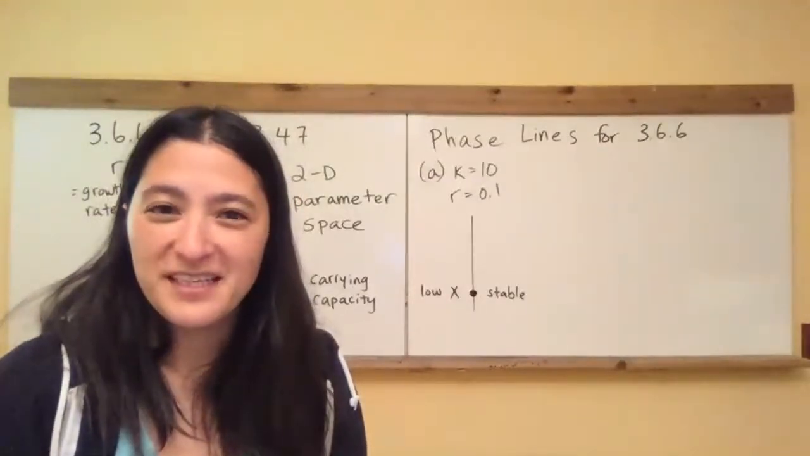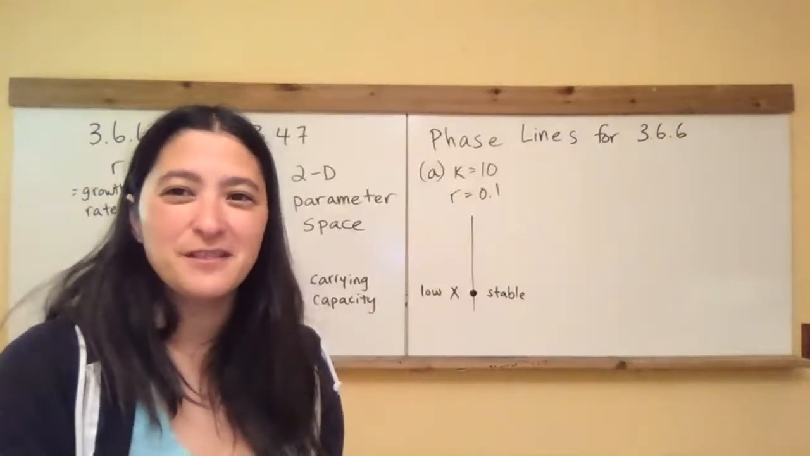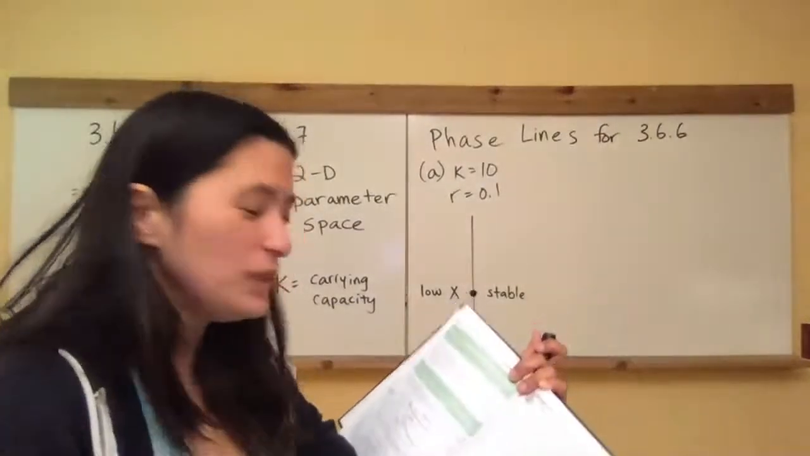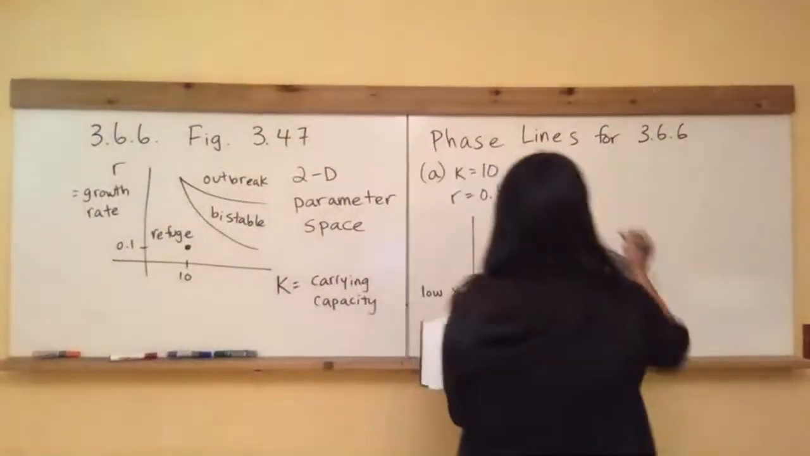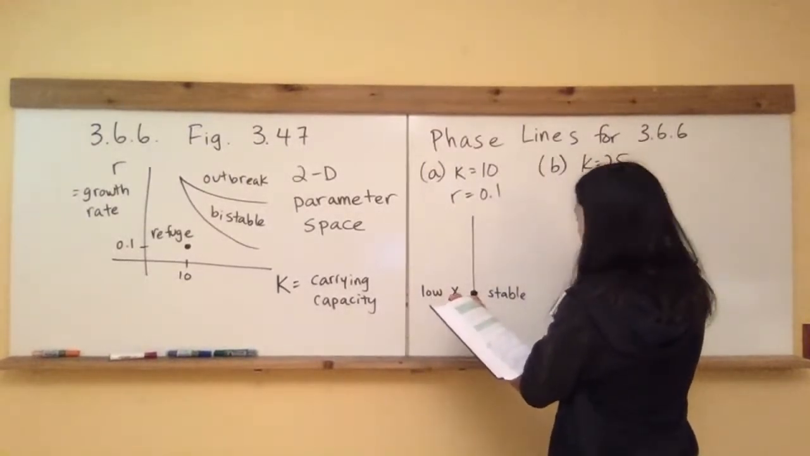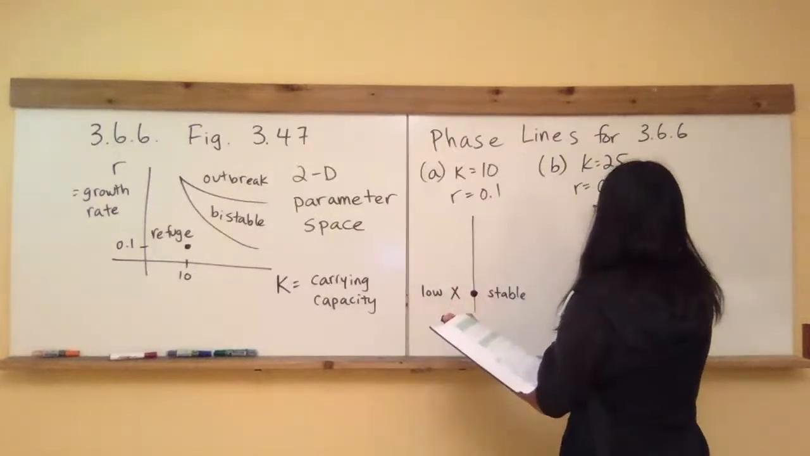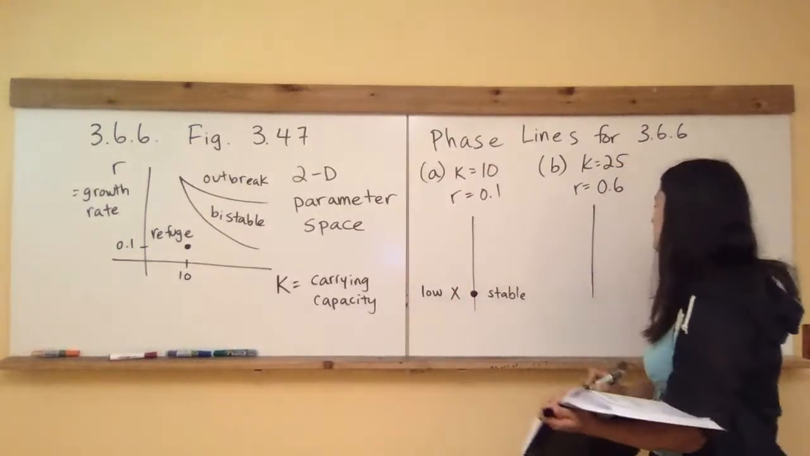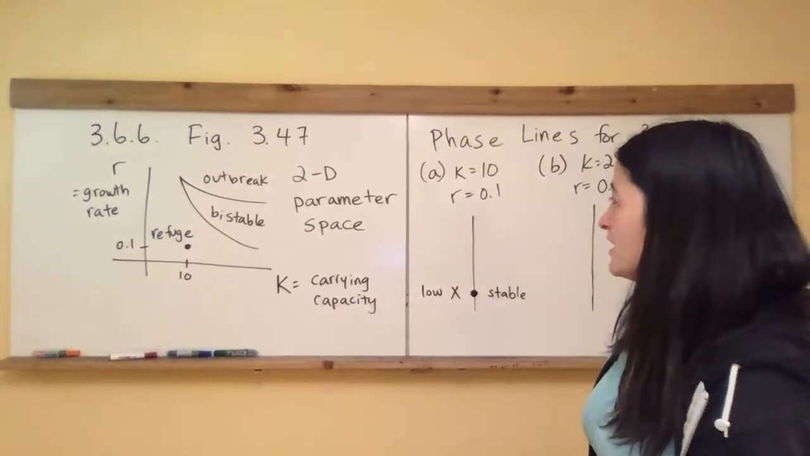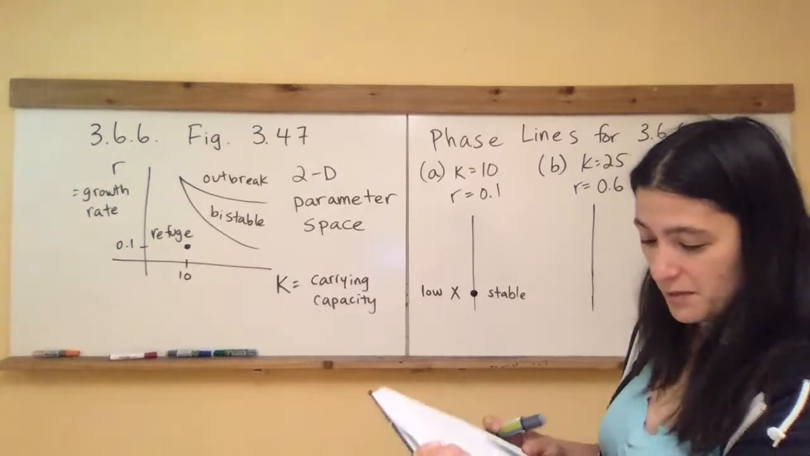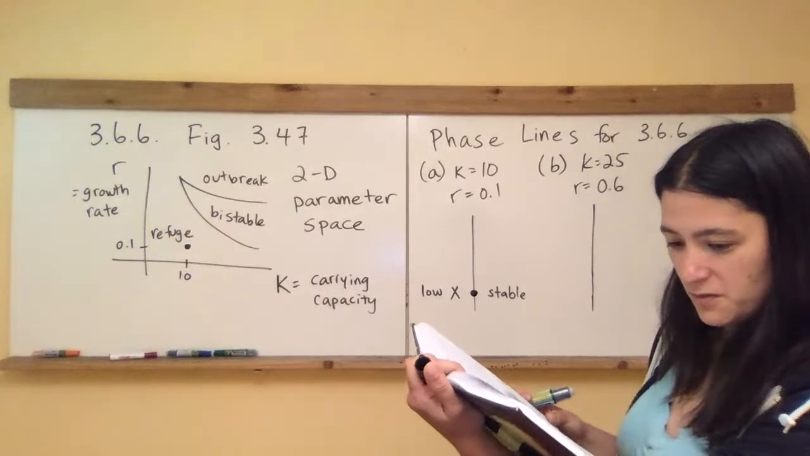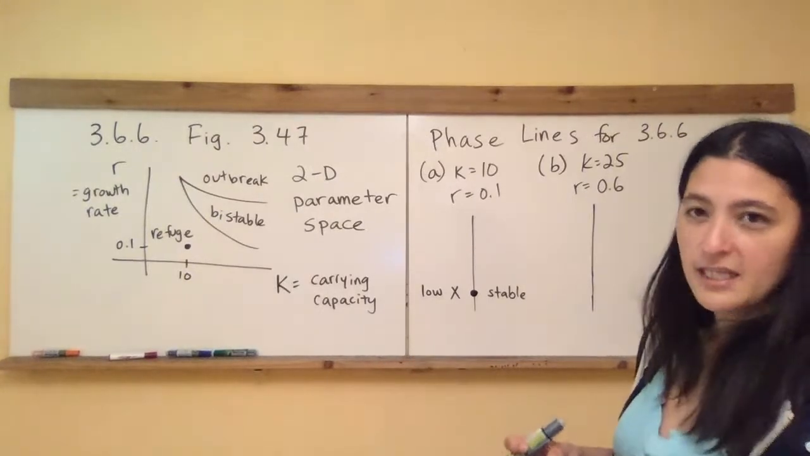Let's move on to part B. So I said 3 people answered refuge correctly for that one. So how about part B? Who wants to give me an answer for that? Which part of the diagram are we in for part B here, where we have k equal to 25 and r equal to 0.6? And then what does the phase line look like? Outbreak? Oh no! Have we hit the outbreak only region? Let's see if anybody else wants to answer that too. I think you're right about that.